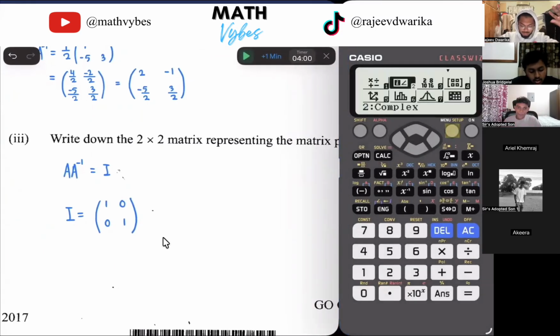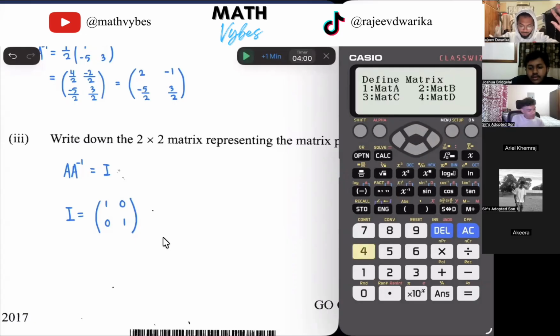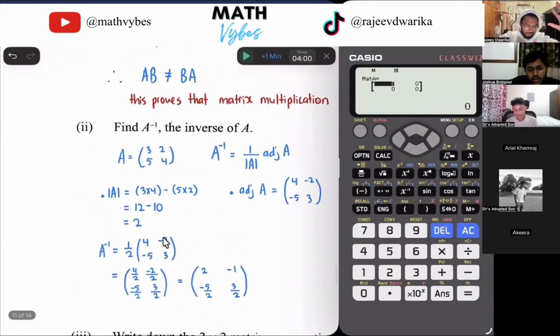Right, so Joshua, if you want to do this on your Casio, the first thing you have to do is go on matrix mode. For me, I would press menu, setup, then 4. Then I would have to define the matrix. So I would define matrix A. It has 2 rows and 2 columns, so I'll put 2 and 2. Then matrix A was 3, press equal, then 2, press equal, then 5, press equal, 4, equal. So what I just did is store matrix A in my Casio calculator.